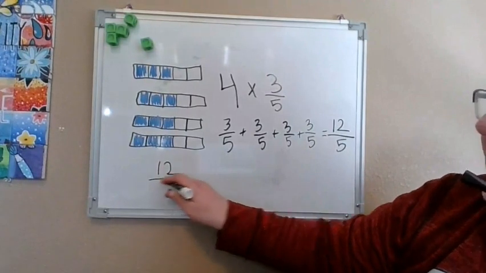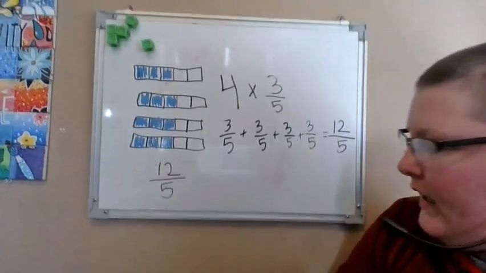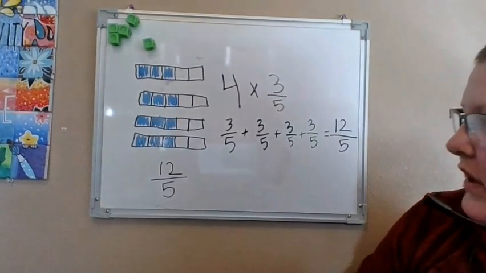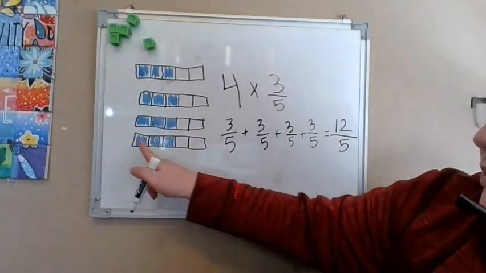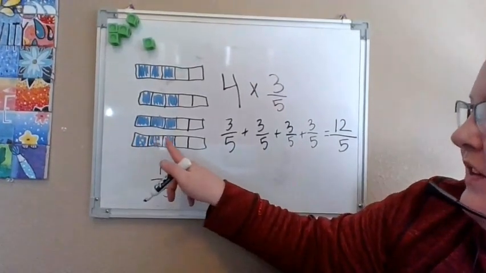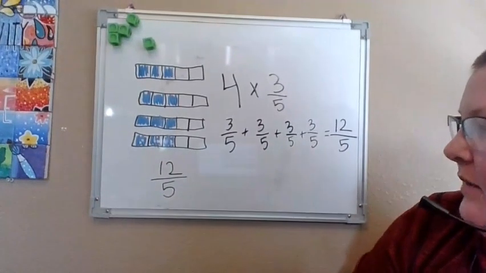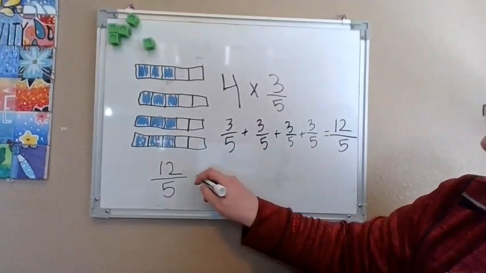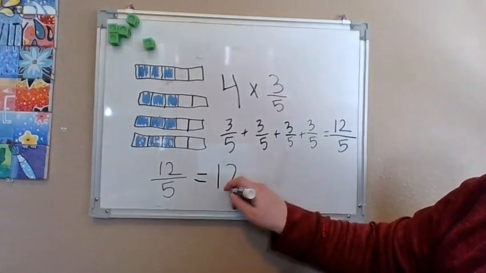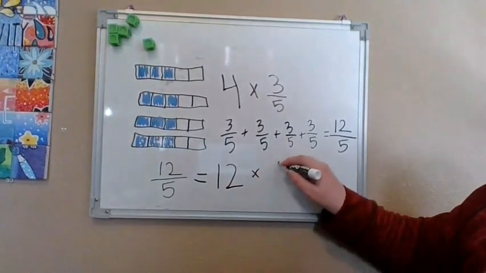12/5, that's kind of hard to think about, but we can also remember that if this 3/5 is 1/5 plus 1/5 plus 1/5, we can actually understand that 12/5 is the same as 12 groups of 1/5.